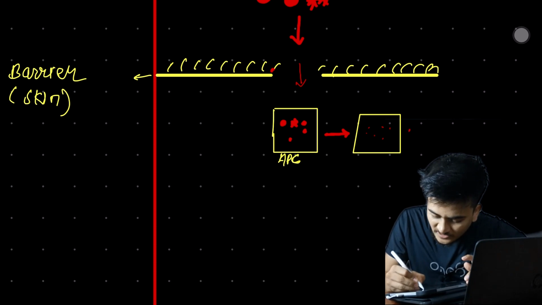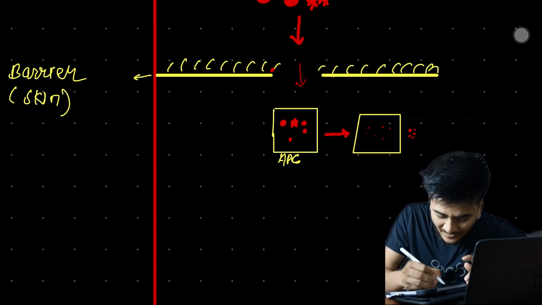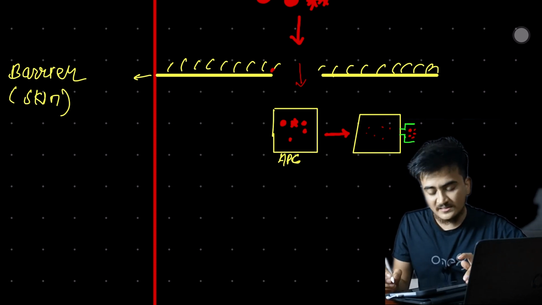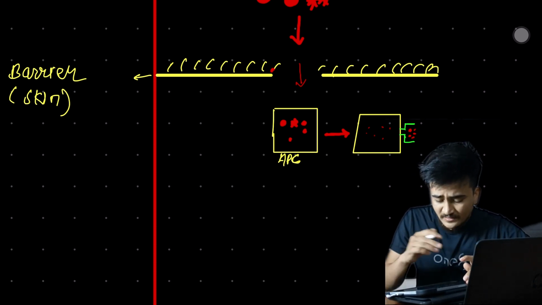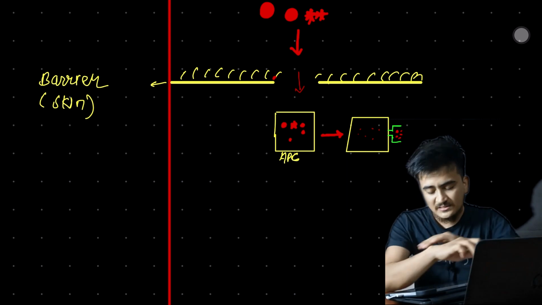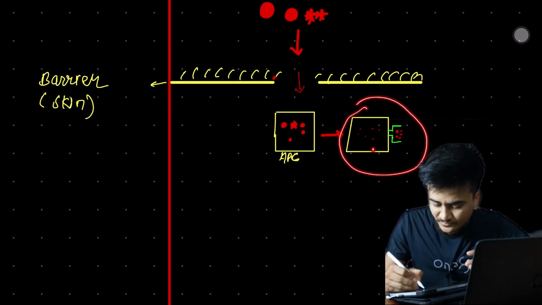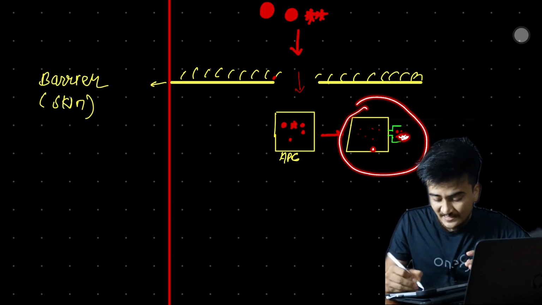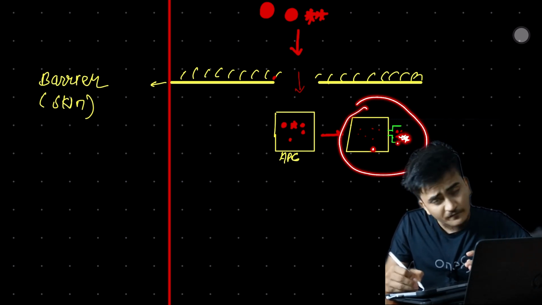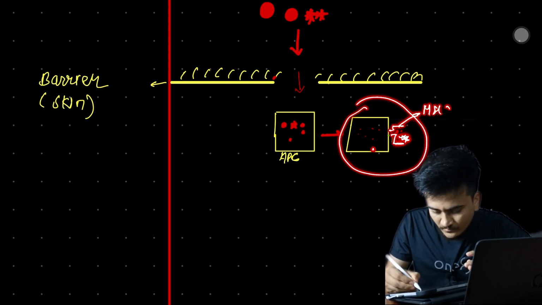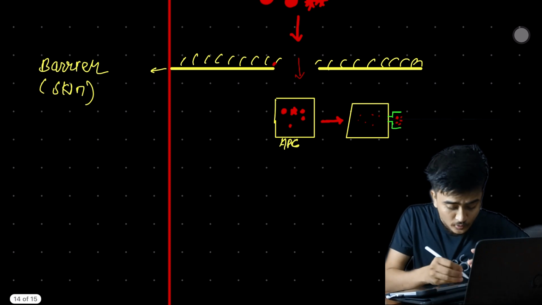These small peptides will be expressed on the surface of the APC with the help of MHC molecules, major histocompatibility complexes. Now everything is happening beneath the skin. These APCs, which are expressing this antigen in the form of small peptides on the surface with the help of MHC, what is this green one? This is MHC. Now they will go into circulation.